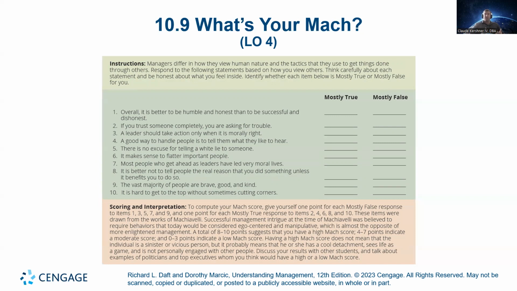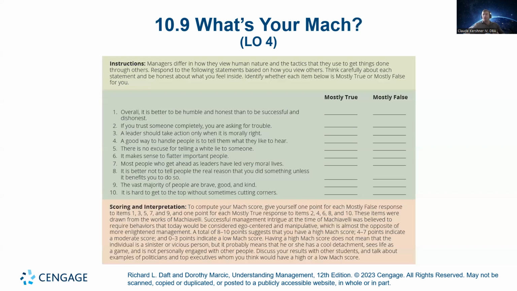Here's another one. It makes sense to flatter important people. Does it make sense to flatter important people? The vast majority of people are brave, good, and kind. If you believe that the vast majority of people are brave, good, and kind, you're probably lower on Machiavellianism because you believe in other people. You're not trying to manipulate them for your own selfish gain.